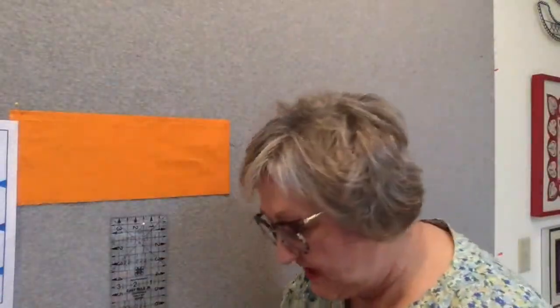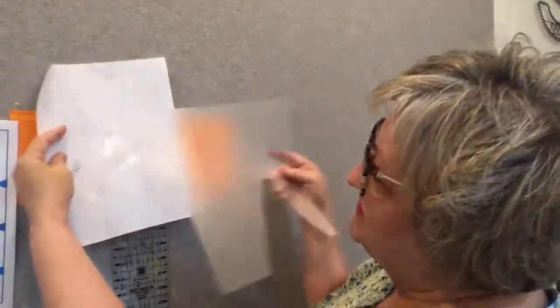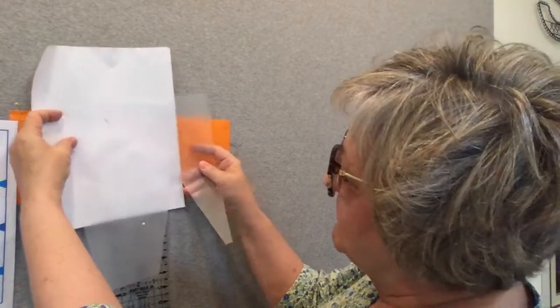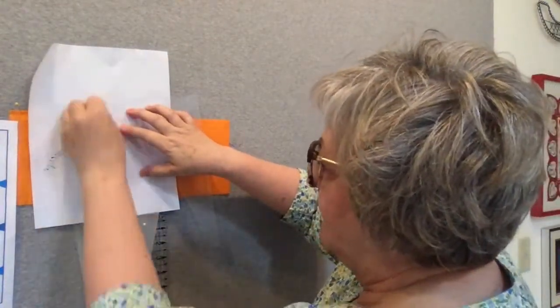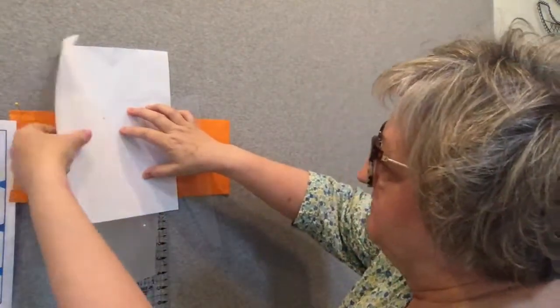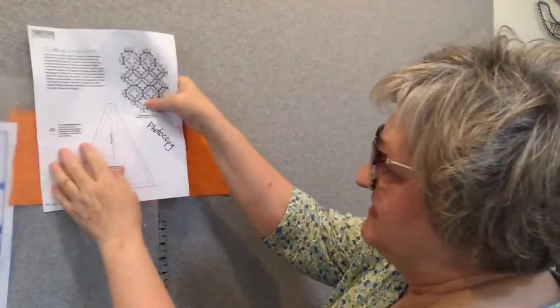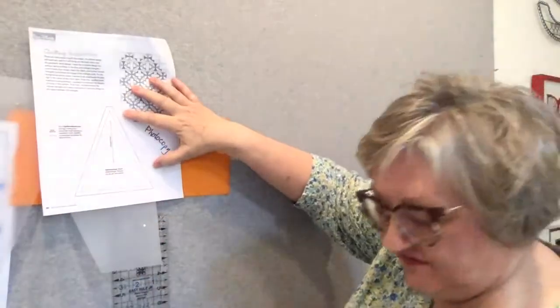So what I'm going to do then, here is my template plastic, and you can get this at your local quilt shop or you can order it online. But there are different weights, and I like a heavier weight more than a real lightweight one. So what I'm going to do then is put my template plastic over that taped area. And then I'm going to take this to my cutting surface.